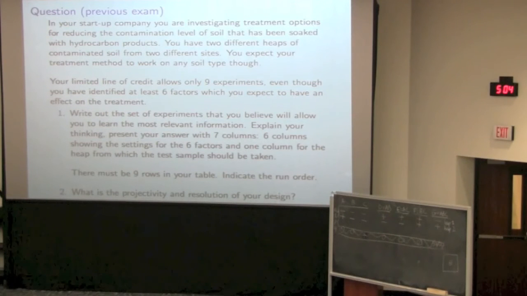So when you indicate your run order in your table there, that ninth experiment is usually either the very first experiment or the very last experiment, with some explanation why you've chosen it at that position. Same here, all your thinking in this question: don't just write a table, and at the end explain what your thinking is when you're doing this.